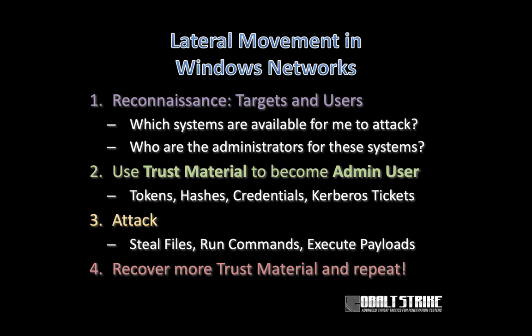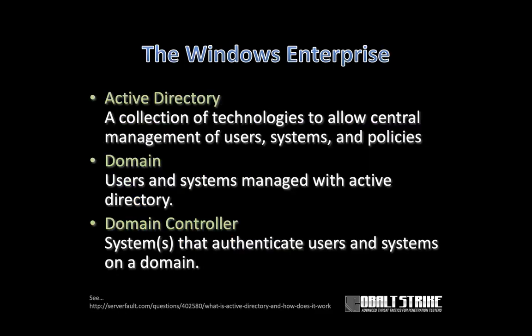Step 3. Once you have authenticated to a system as an administrator user, you can use those rights to steal files, run commands, or execute payloads. Step 4. Use your new accesses to recover trust material and determine which systems you are able to move to next. Keep repeating this process until you end up where you need to be to meet your objectives. This is lateral movement. All right, let's talk about the Windows Enterprise.